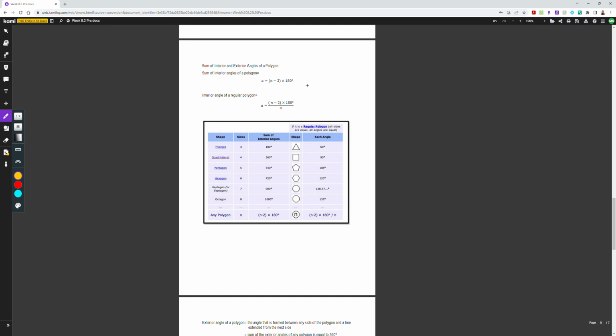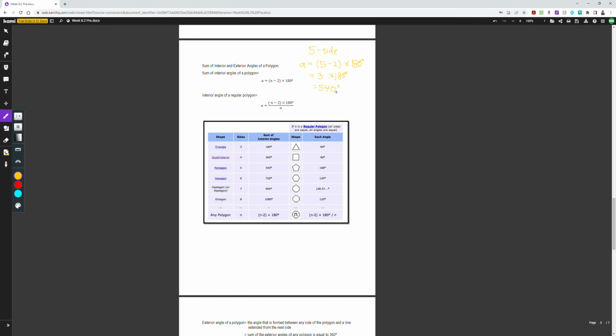So for example, if I have a 5-sided shape, so 5 sides, right? What I'm going to do to find its total interior angle is plug 5 into where N is. So 5 minus 2 times 180. So 3 times 180, which will give me a total interior angle of 540 degrees. All right, and that's how you would find the sum of the interior angles of a polygon.